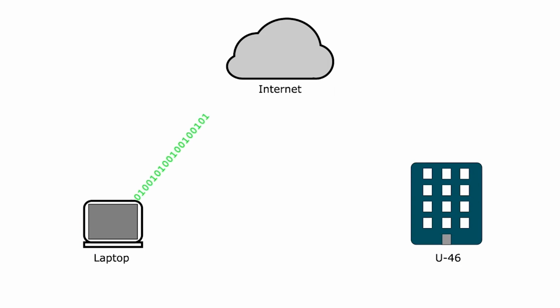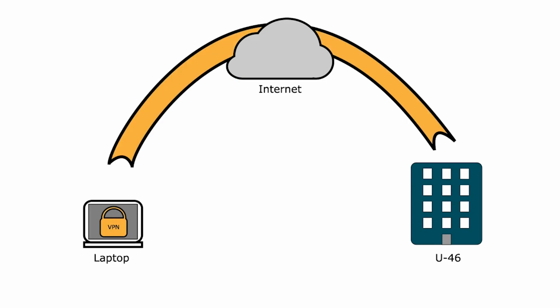In this video, we will cover how to make sure you are receiving all the required app and computer updates via a VPN connection. To do so, you'll have to go to your closest U46 building or your assigned building and connect to the Wi-Fi.